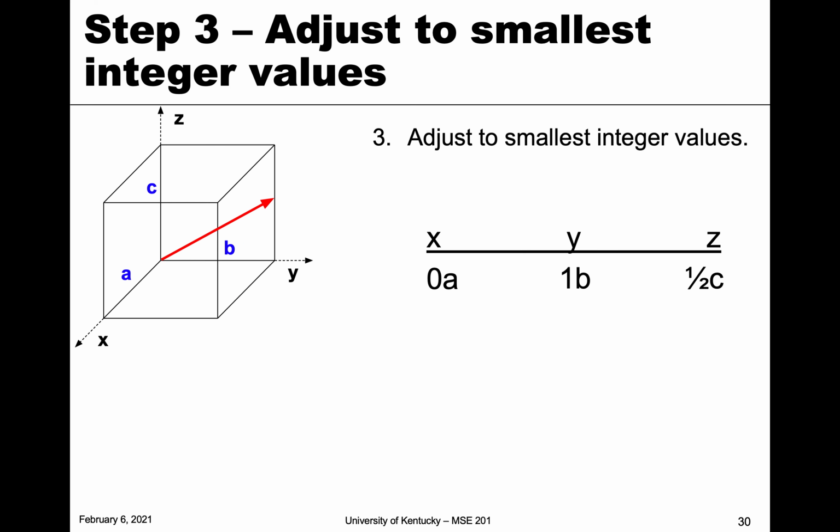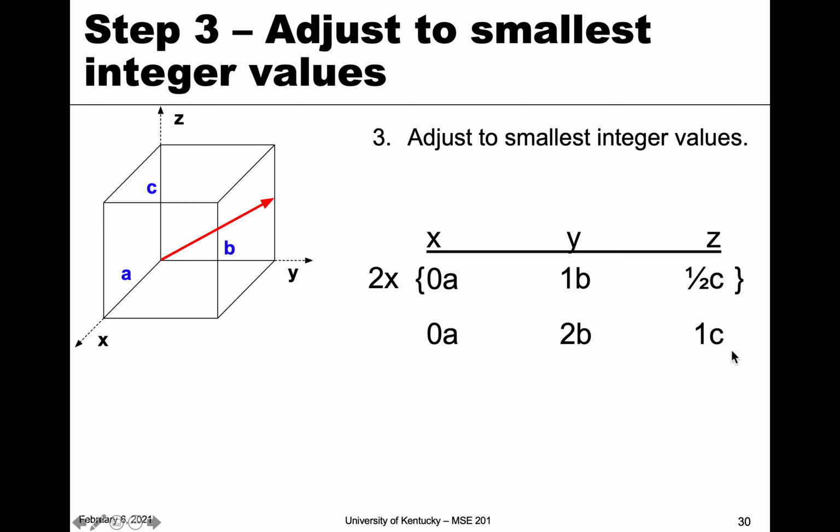All right. So step 3 was to adjust to the smallest integer values. Right now I have 0, 1, and 1/2. Well, 1/2 is not an integer, and we always want to have integers. So to get the smallest integers, the way we could do that in this case is to multiply everything by 2. If I multiply everything by 2, this is still 0, this is 2, and this is 1. So I've got 0, 2, and 1.